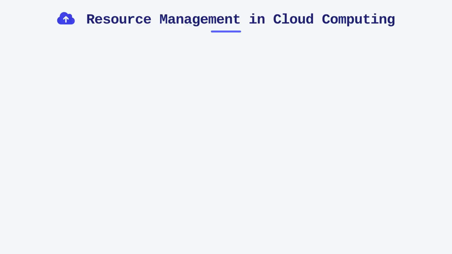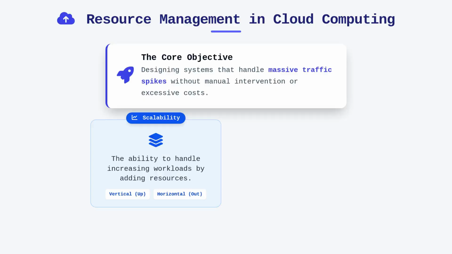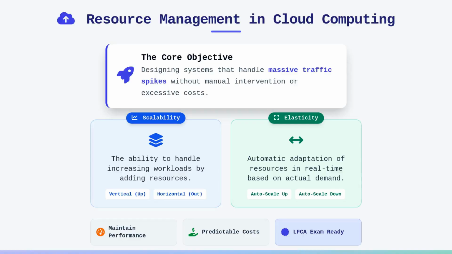In the cloud computing landscape, the ability to manage resources efficiently often determines the long-term success of an application. By mastering scalability and elasticity, you will understand how to design systems that handle massive traffic spikes without manual intervention or excessive costs. We will break down why businesses rely on these automated models to maintain performance while keeping cloud expenditures predictable and aligned with actual usage. This chapter is essential for anyone aiming to pass the LFCA exam and build robust, industry-standard cloud architectures.